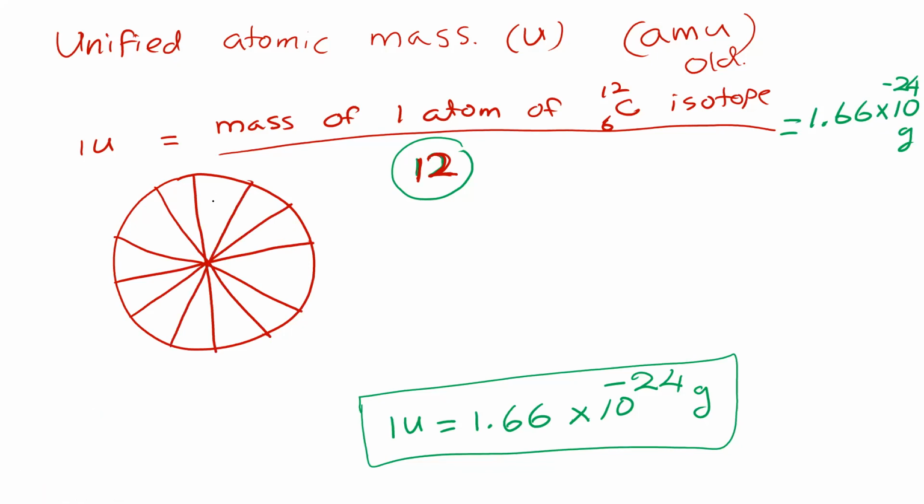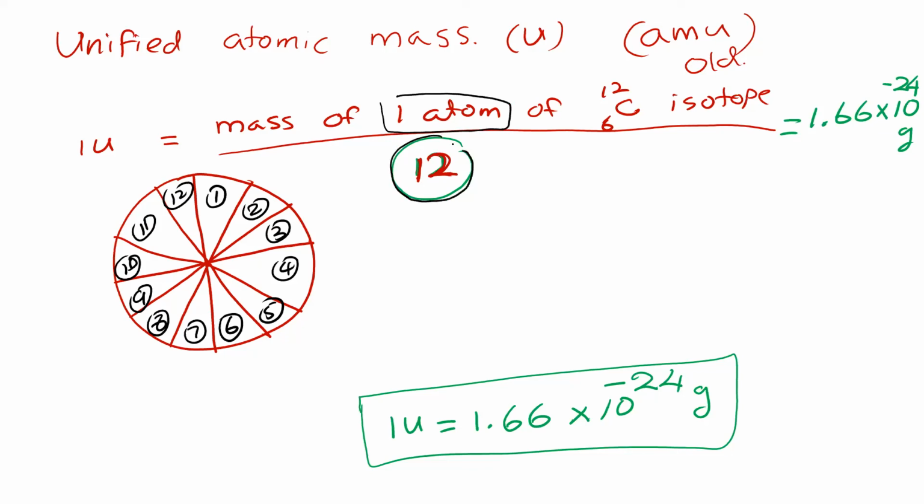Let's see. I have 1, 2, 3, 5, 6, 8, 9, 10, 11, 12. So this is it. One carbon atom. I have my one atom and I divided it into 12 parts, and I'm taking one part. Let's say I'm taking this part.